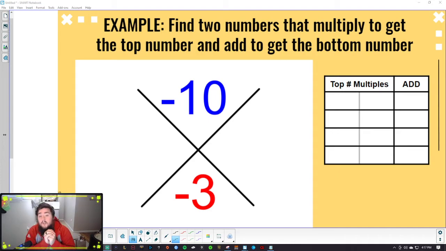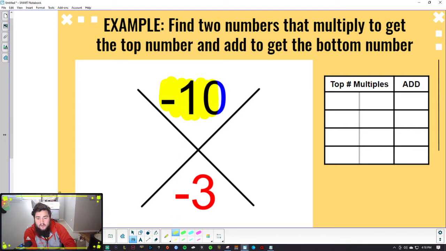Okay, so there's a lot of ways we can do this. One way is we could just guess and check. We could try 1 and 10 and go all the way through, and it might get super frustrating. So what we're going to do is, off to the side, we have this little table. At the top of this table, it says the top number multiples, and on the right column, it says add. So we're going to first look at -10. I'm going to highlight -10.